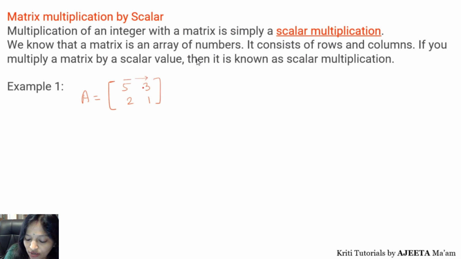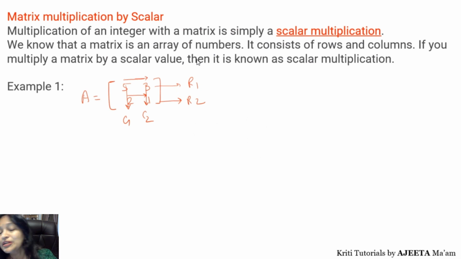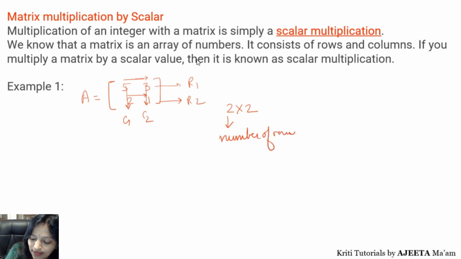So the horizontal lines, how many horizontal lines you can see? Two. So there are two rows. This is R1 and this is R2. And how many vertical lines will there be? Two. So that will be C1, the first column, and the second vertical line that you can see is the second column. So this is a matrix of the order 2 by 2. So first is always the number of rows and the second is always the number of columns. This is important. Okay, and this is known as the order of the matrix.